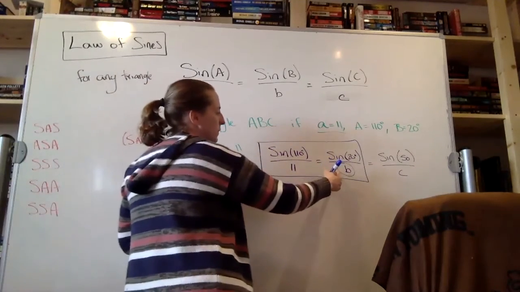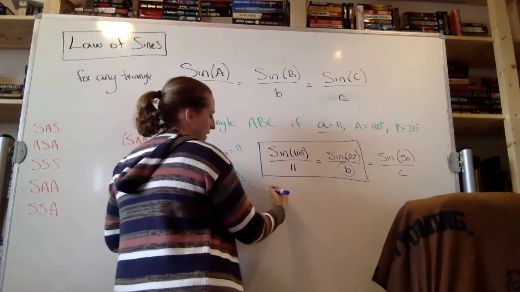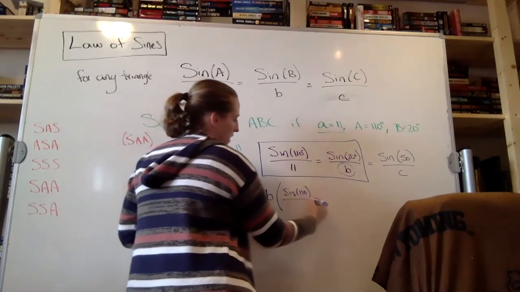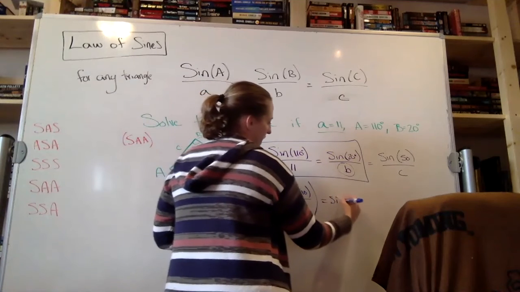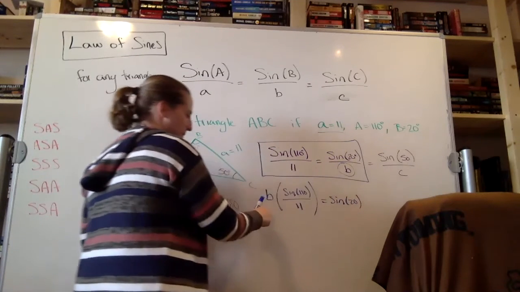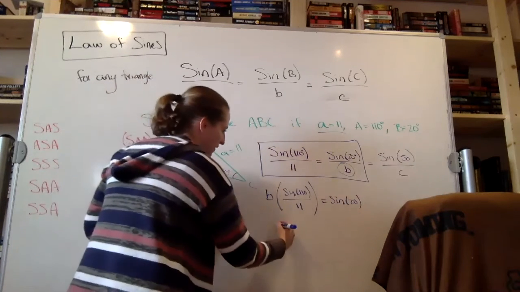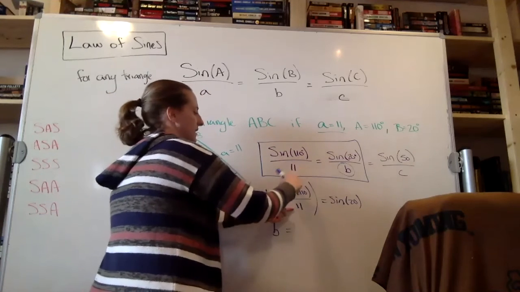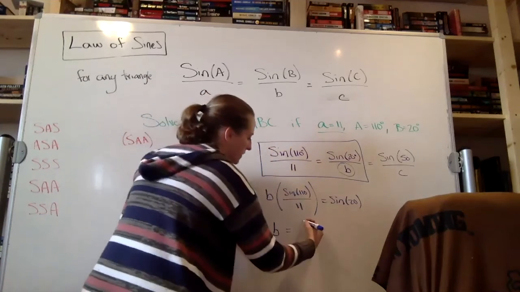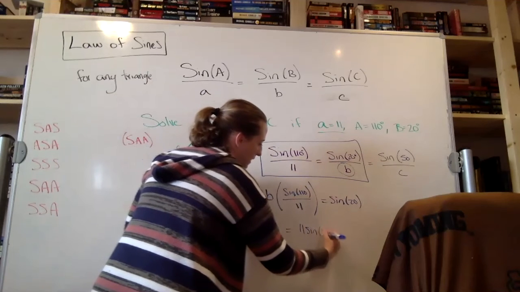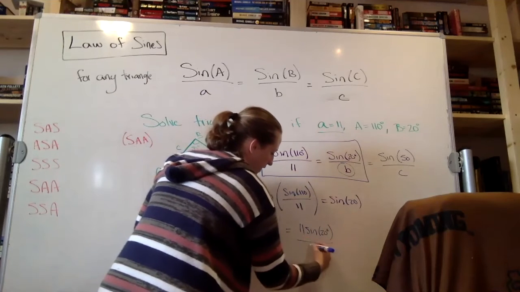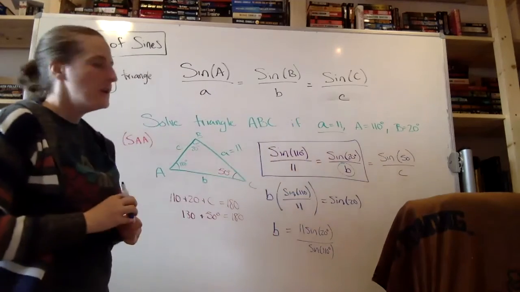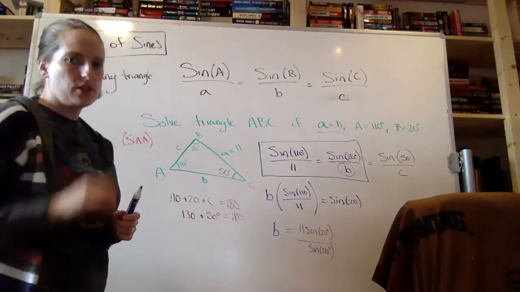So if I'm going to solve for b, I would multiply both sides by b. That would give me b times sine of 110 over 11 equals sine of 20. To get b by itself, I need to divide by sine of 110 over 11. That's the same thing as multiplying by 11 and then dividing by sine of 110. So I can think of this as 11 sine of 20 degrees over sine of 110 degrees. Okay. Now let's go ahead and enter that together into our calculator.